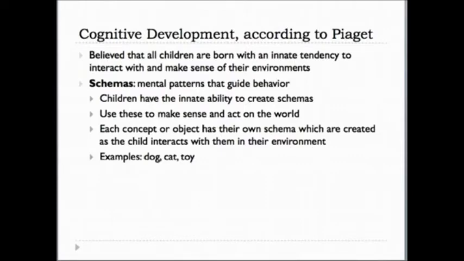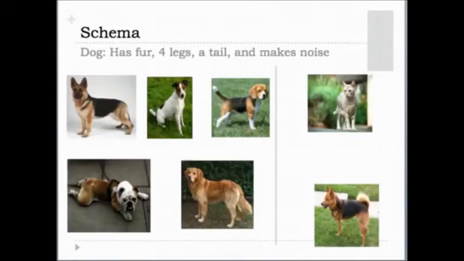Each concept or object that a child interacts with or comes into contact with has their own schema, which are then created or developed further, made more complex as the child interacts with them in their environment. So a classic example of this is when a child develops a schema of a dog. So within this schema or mental guide of what a dog is, a child may learn that a dog has 4 legs, has fur, has a tail, makes a lot of noise. So therefore, when they come in contact with other dogs that also have fur, 4 legs, a tail, and make noise, they can mentally classify them as dogs.